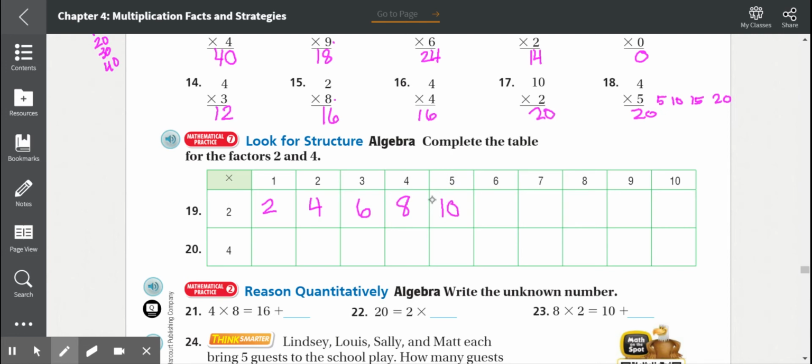10. Okay, let's also see the pattern happening here. We're going 2, 4, 6, 8, 10. We're going up by 2s because we're timesing by 2. So if we're timesing by 2, our numbers are going to be increasing by 2. So 2 more after 10 would be 12. So 2 times 6 is 12. 2 more would be 14. So 2 times 7 is 14. 2 more would be 16, and 2 times 8 is 16. 2 more would be 18. 2 times 9 is 18. 2 more would be 20, and 2 times 10 is 20.